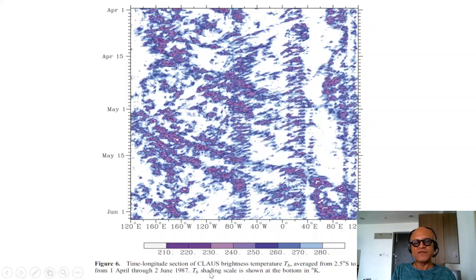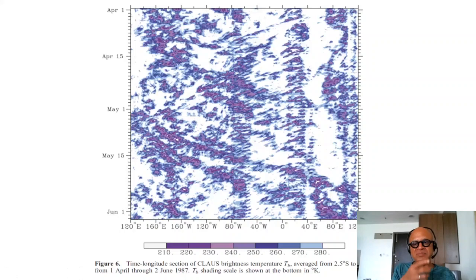Looking at the time-longitude section of the same thing, averaged between 2.5 south and 7.5 degrees north from 1st April through 2nd June 1987. We can clearly see, so time is going down this way and longitude this way, the signatures of the waves in the MJOs with embedded superclusters that we talked about, propagating eastward, bending westward, and the 2-day waves that propagate westward and bend forward. So the whole multi-scale structure in each sector of the Pacific, Atlantic, and Indian Oceans is seen here. Some of them persist throughout.